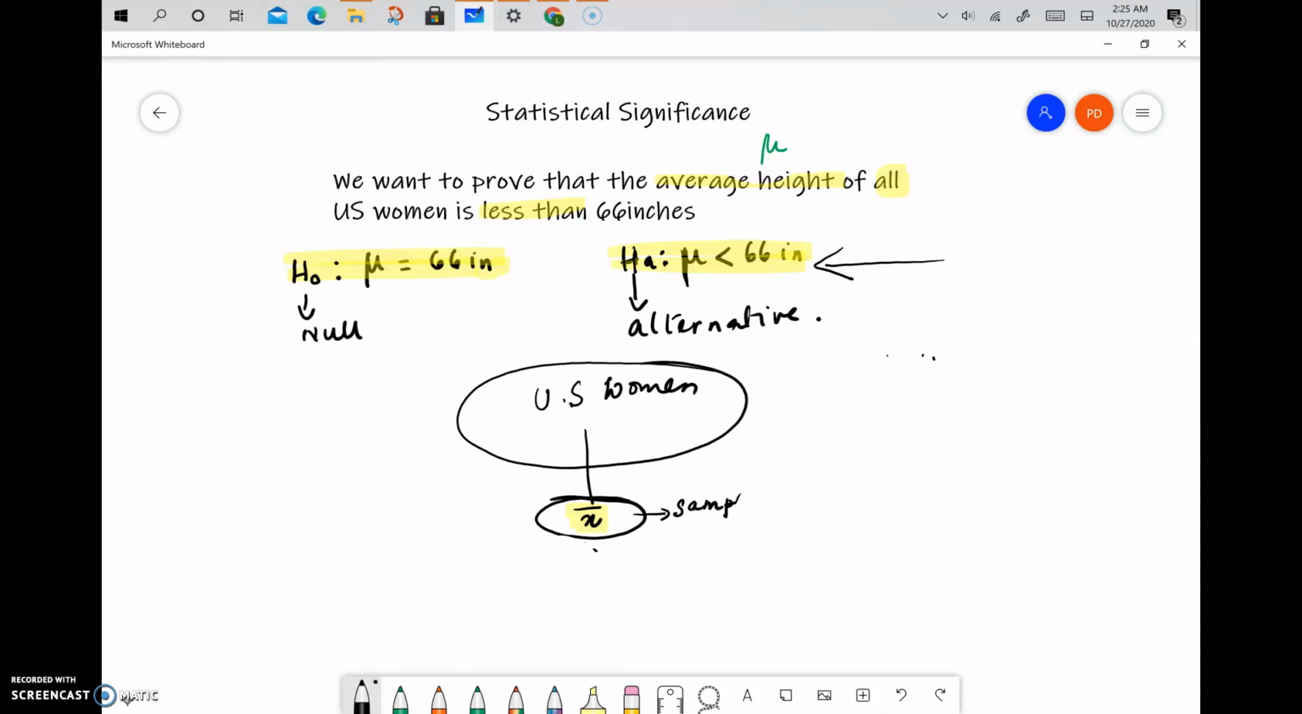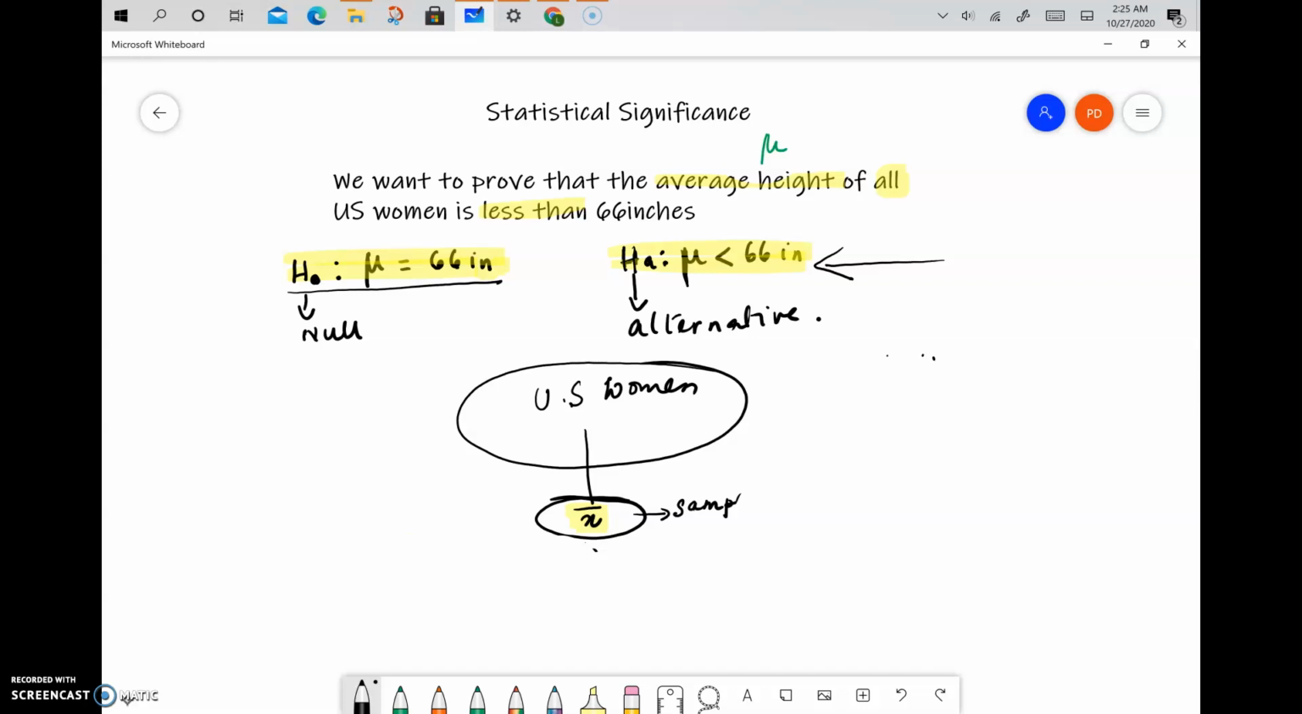Now, since we're trying to prove that it is less than 66 inches, we can assume that the null hypothesis is mu equal to 66 inches. So let's just say someone believes that it's 66 inches, the mean height. We are trying to prove that it is less than 66 inches, something very specific, less than. So the first statement, what is believed to be true, is called the null hypothesis, H0, and HA is the alternative hypothesis, mu less than 66 inches.